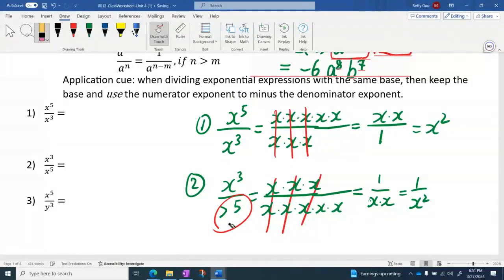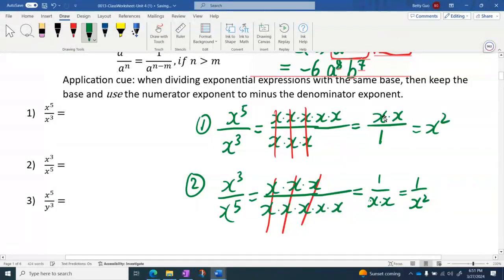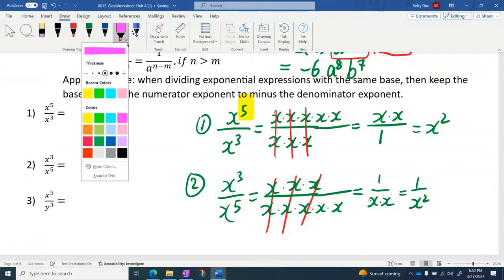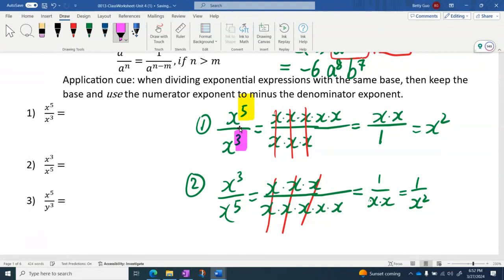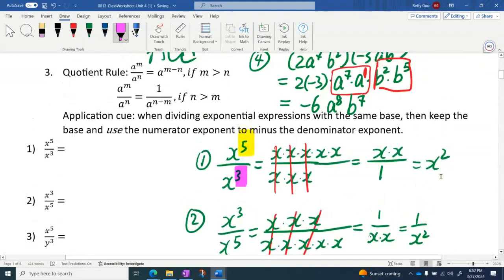When we divide two exponential expressions with the same base, we can actually have a faster way to get it done. Look at the first question. The numerator has exponent 5. The denominator has exponent 3. And the result is x to the power 2. The 2 comes from 5 minus 3.